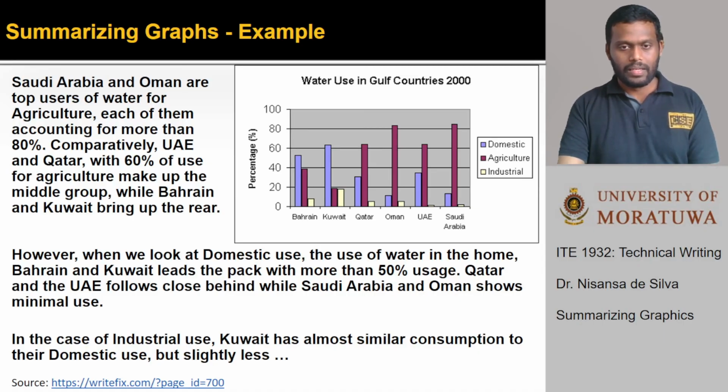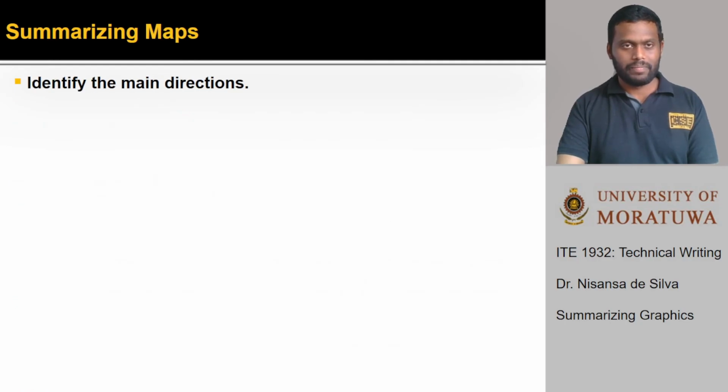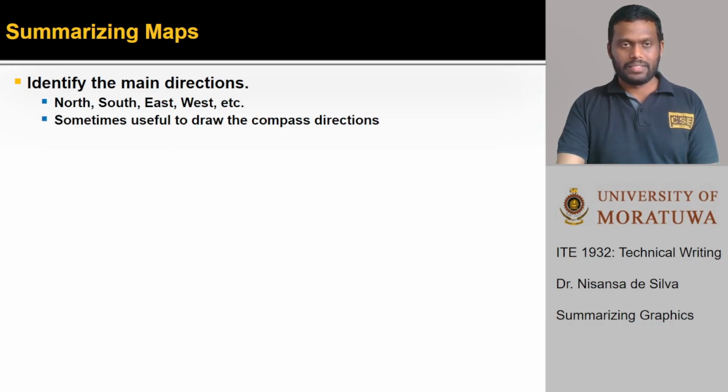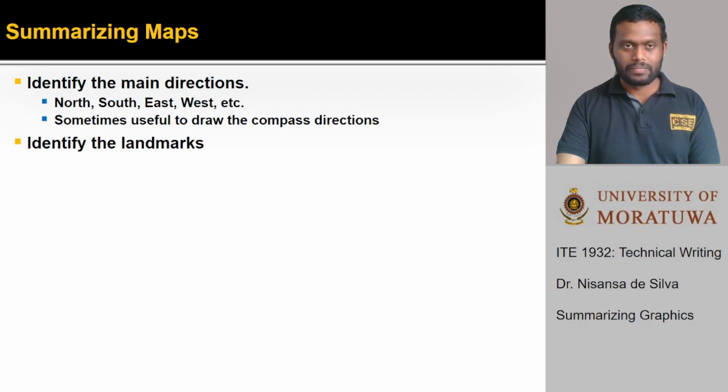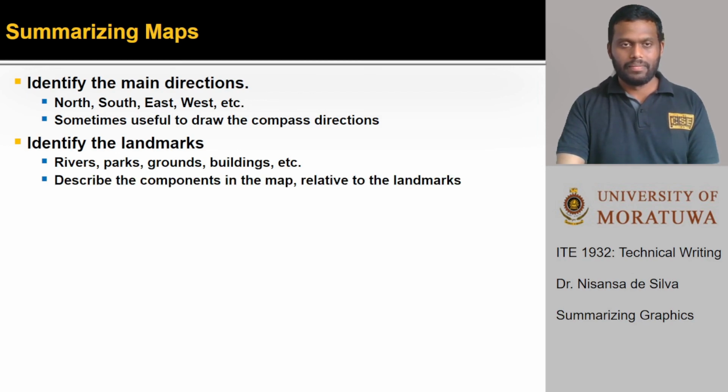Okay. Now let's quickly look at how to summarize maps. You need to identify the main directions: north, south, east, west. Sometimes it is useful to draw them on the top right or top left or anywhere that you like. You have to identify the landmass, rivers, parks, grounds, buildings. Describe the components in the map.